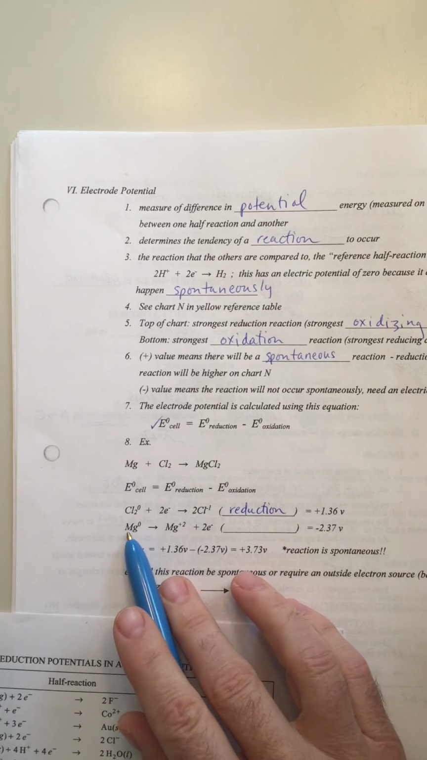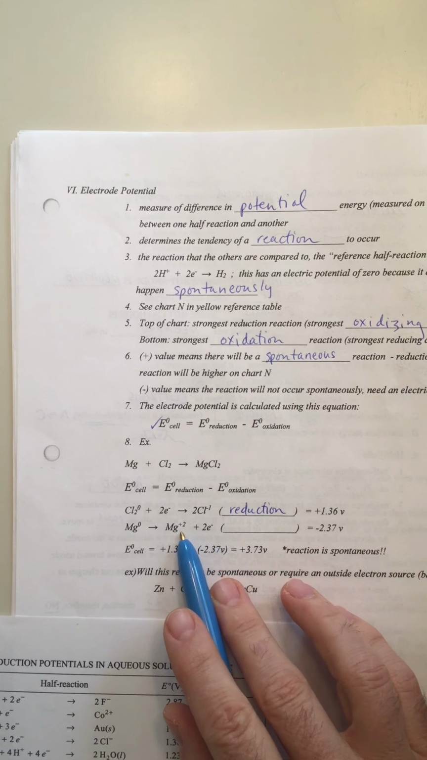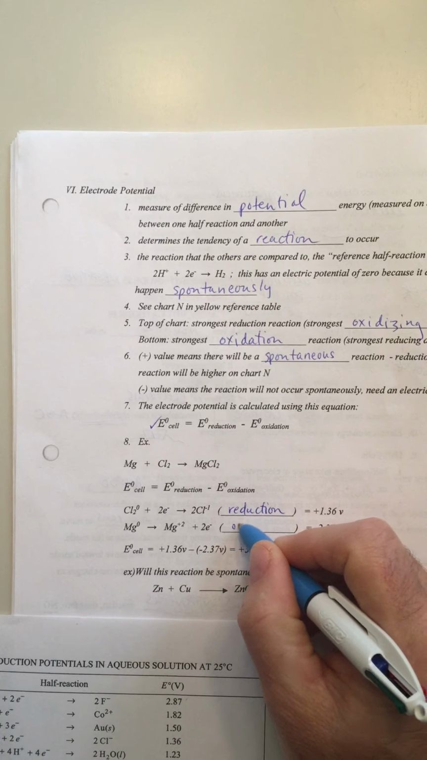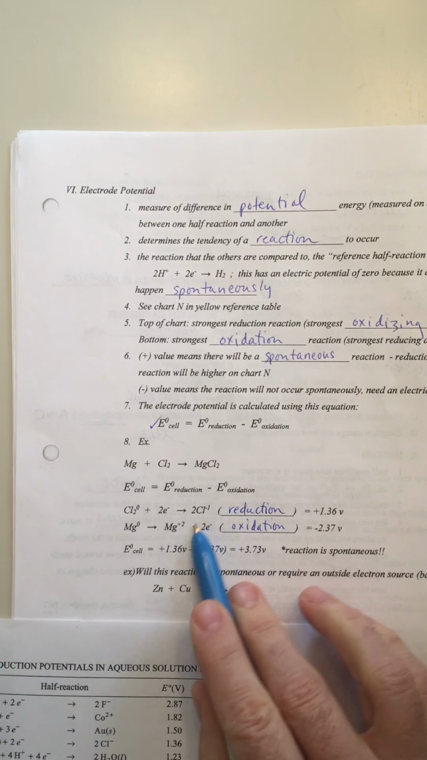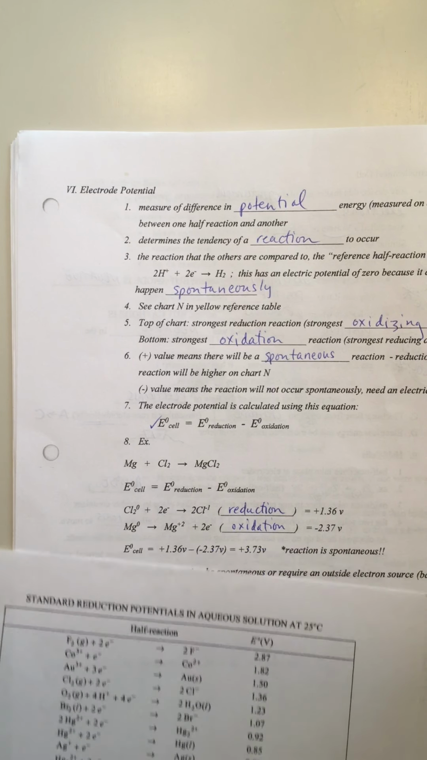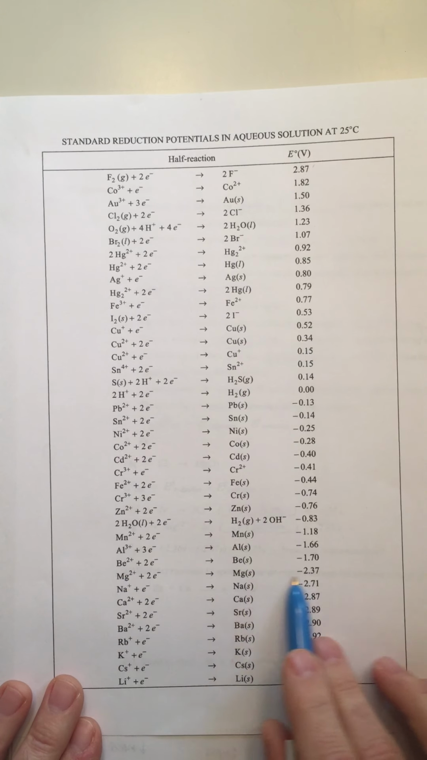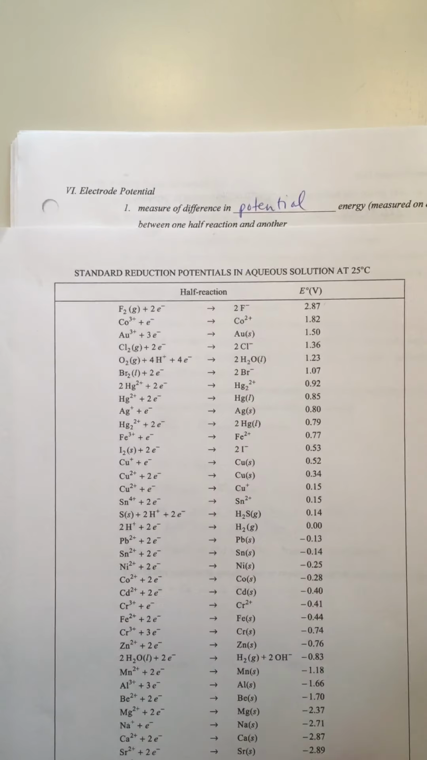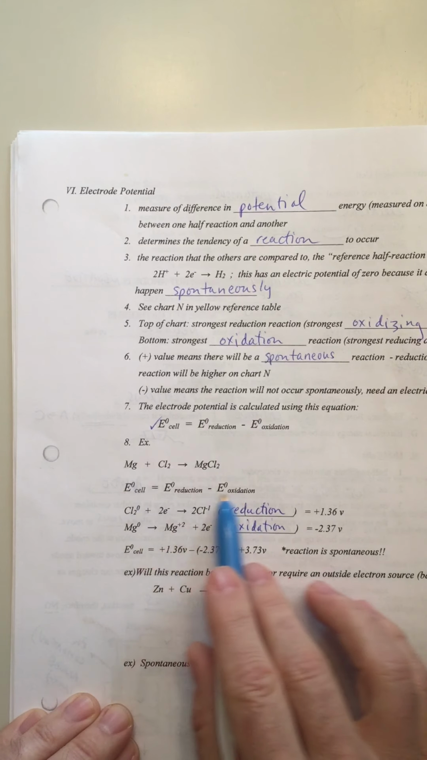Magnesium. Will magnesium lose electrons spontaneously? Remember, this is an oxidation reaction because the electrons are lost. And if I look it up on my chart, negative 2.37, which is here. So now what do I do with these figures? I plug them into this particular equation right here.